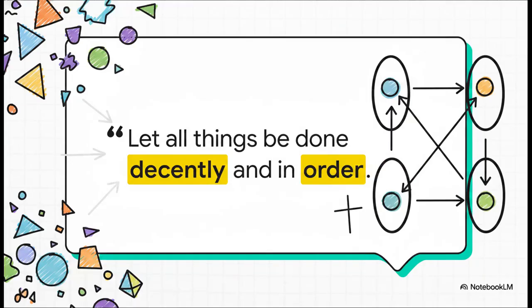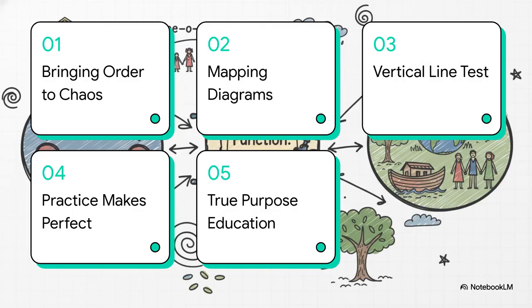Now, before we even touch the numbers, the curriculum actually kicks things off with a quote from 1 Corinthians 14:40, which says, "Let all things be done decently and in order." You might be wondering, why start a math lesson with scripture? Well, the source material draws a direct parallel here. It suggests that just as God wants us to live with clarity, purpose, and order, things like mapping diagrams and functions do the exact same thing for mathematical chaos. They basically take all this scattered, confusing data and show us the clear, decent, and orderly relationships hiding right there inside.